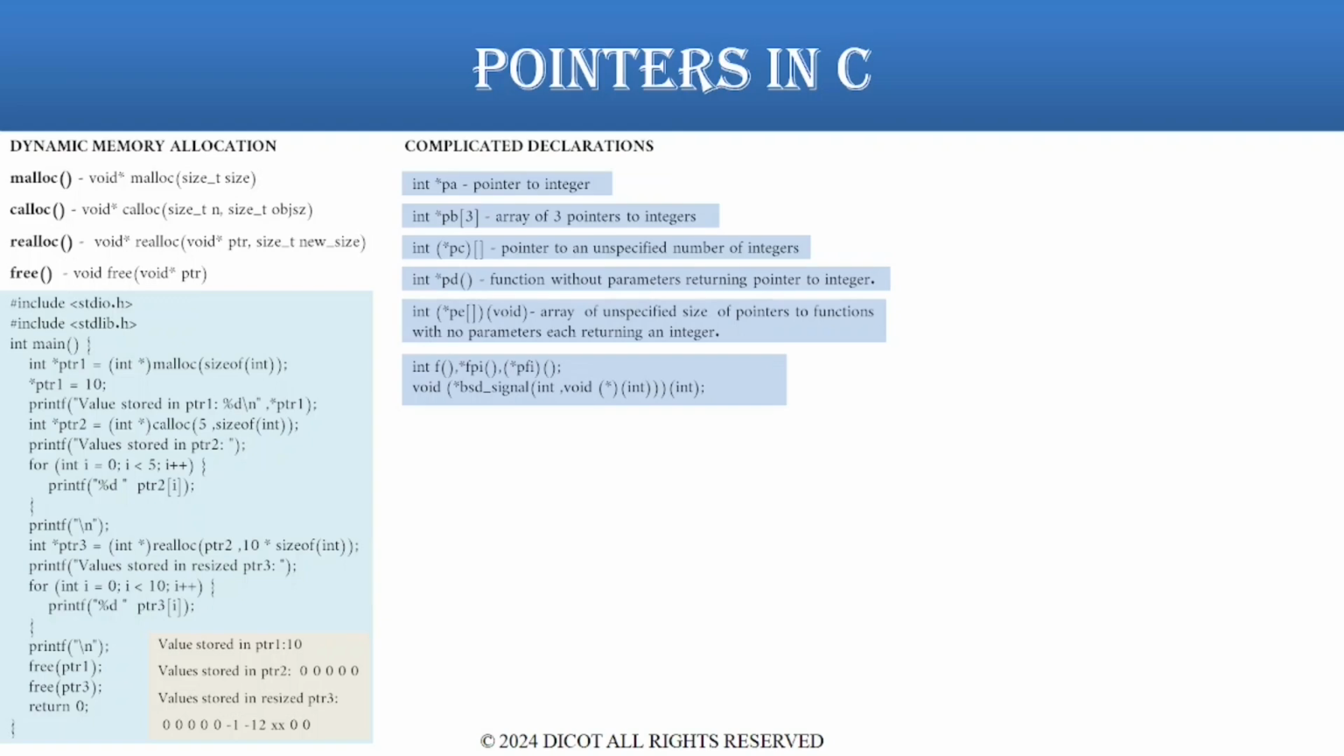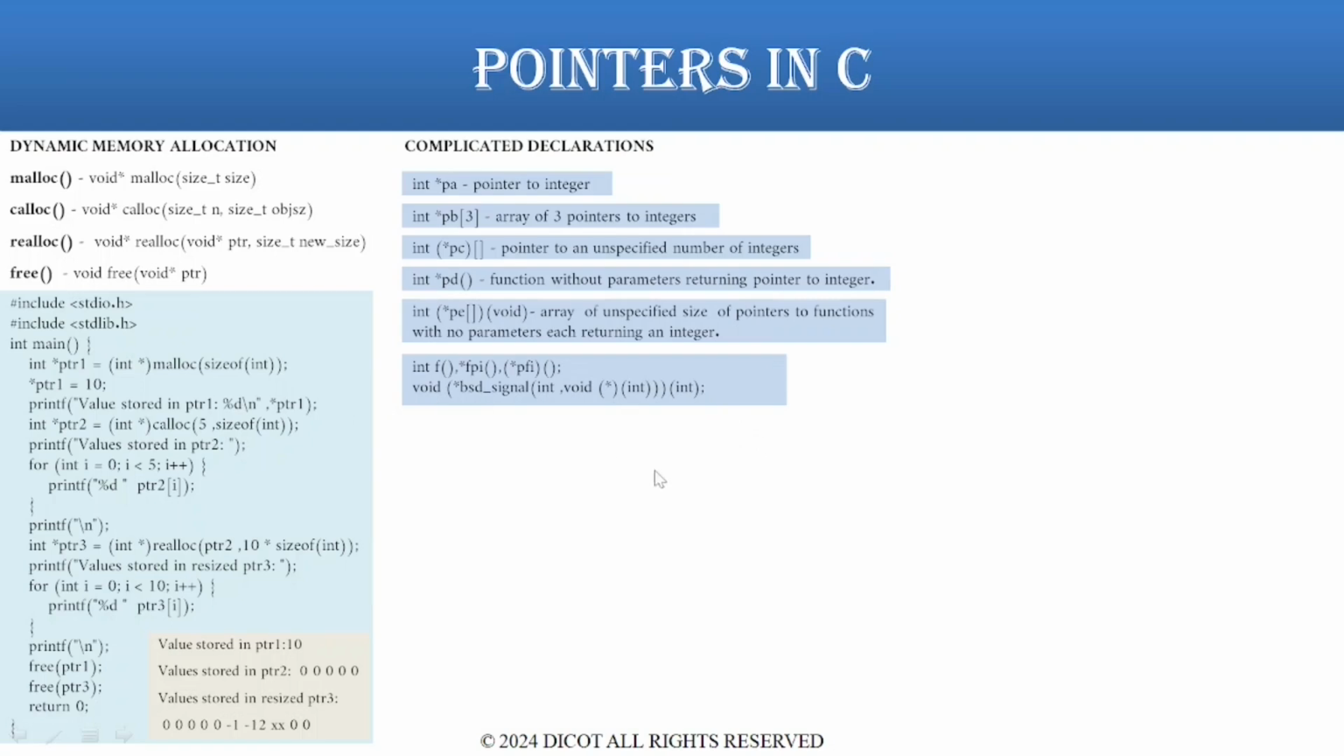Now let's see the definition of BSD signal. BSD signal receives two arguments. The first argument is an integer and second argument is a pointer to a function that accepts an integer and returns nothing. And BSD signal returns a pointer to a function that accepts an integer and returns nothing.